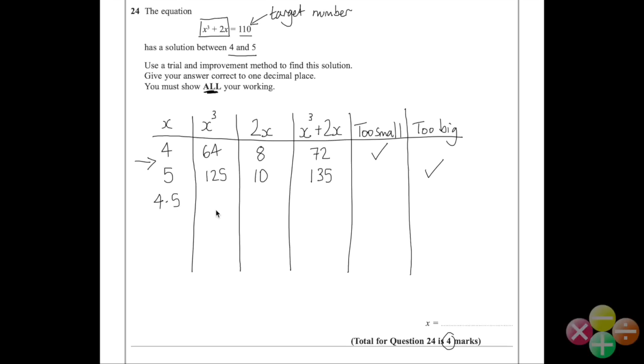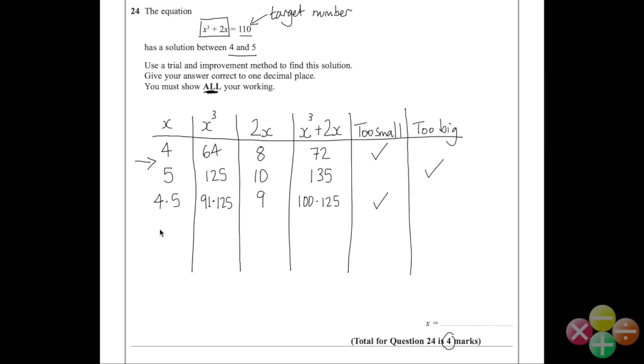4.5. Now 4.5 cubed, if I do that on my calculator, I get 91.125. If I do 2 lots of 4.5, I get 9. And when I add those two together, I get 100.125. And that's still too small.